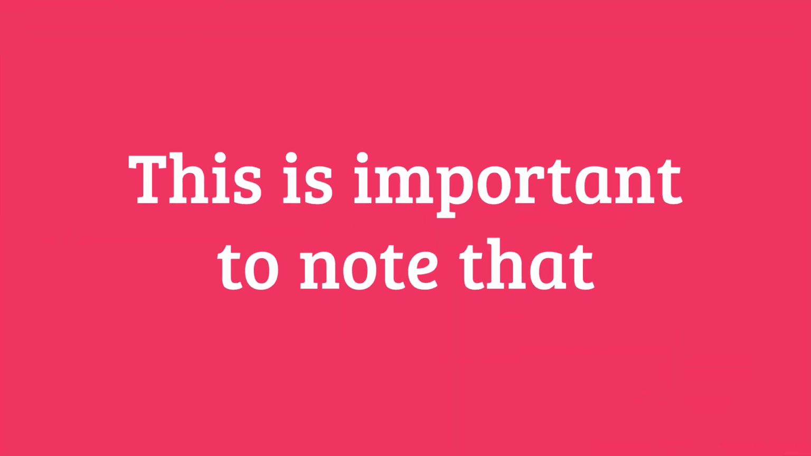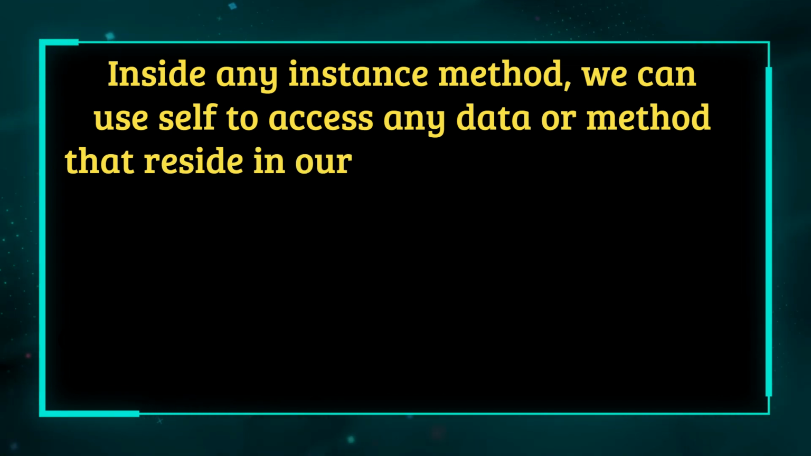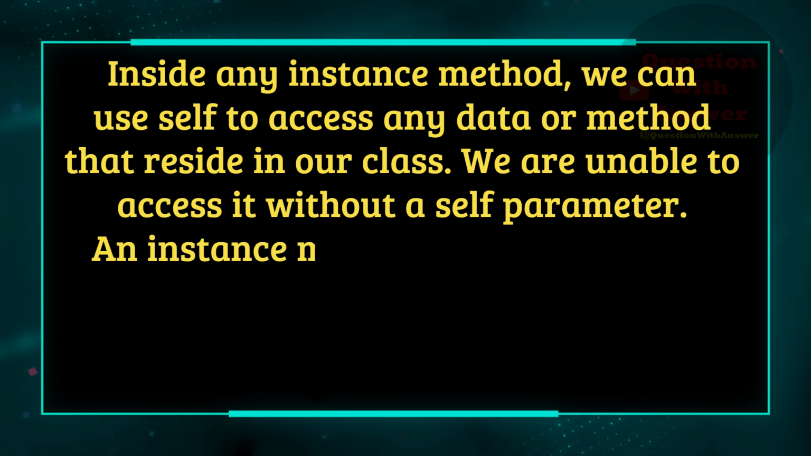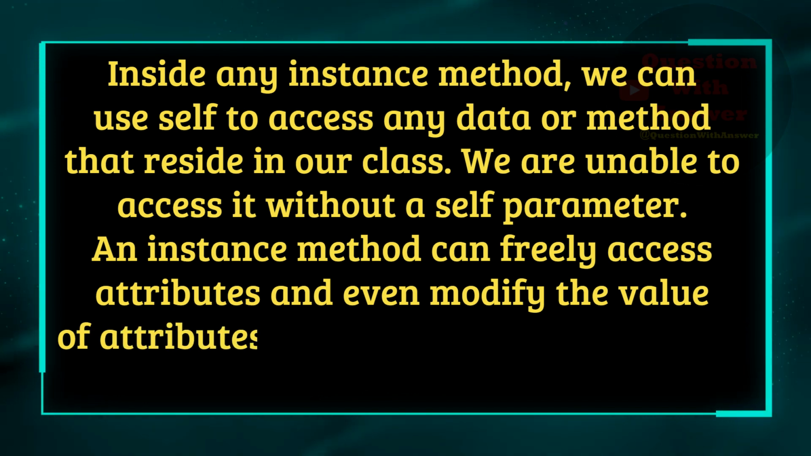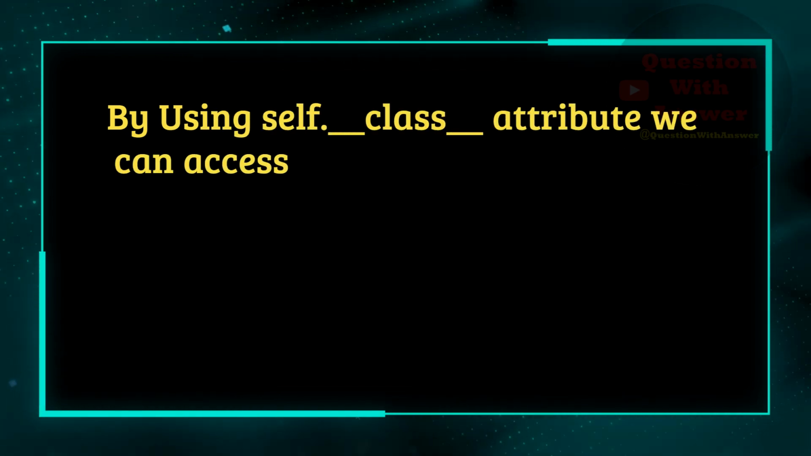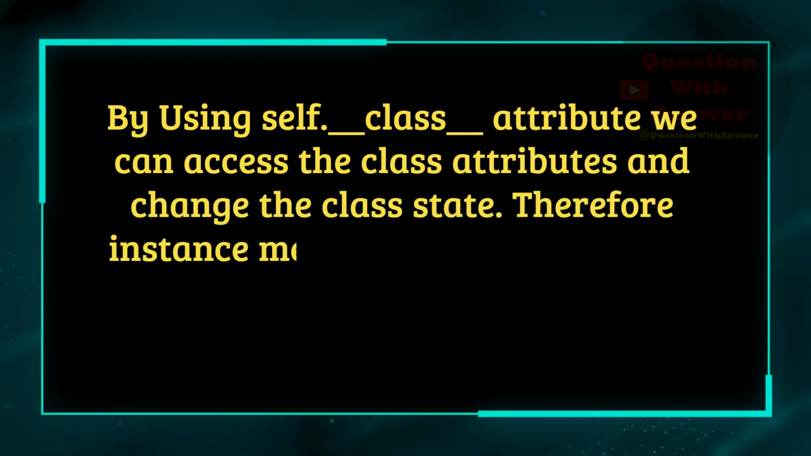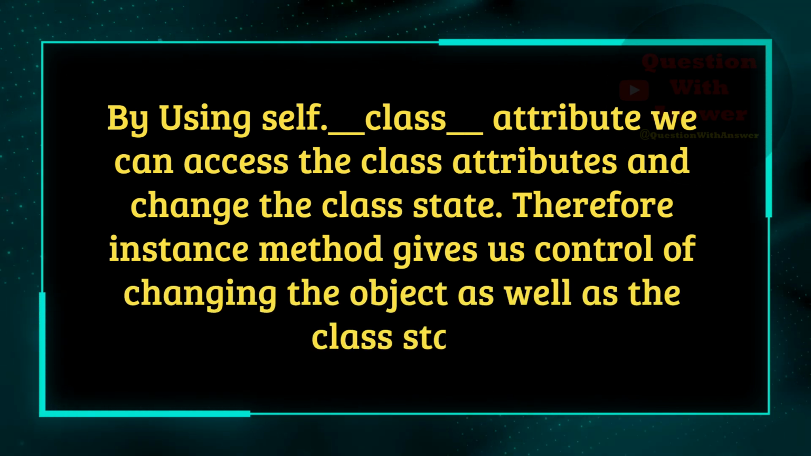It is important to note that inside any instance method, we can use self to access any data or method that resides in our class. We are unable to access it without a self parameter. An instance method can freely access attributes and even modify the value of attributes of an object by using the self parameter. By using the self.__class__ attribute, we can access the class attributes and change the class state. Therefore, an instance method gives us control of changing the object as well as the class state.